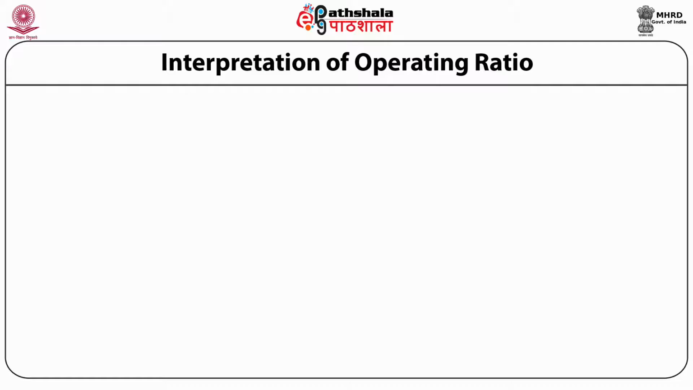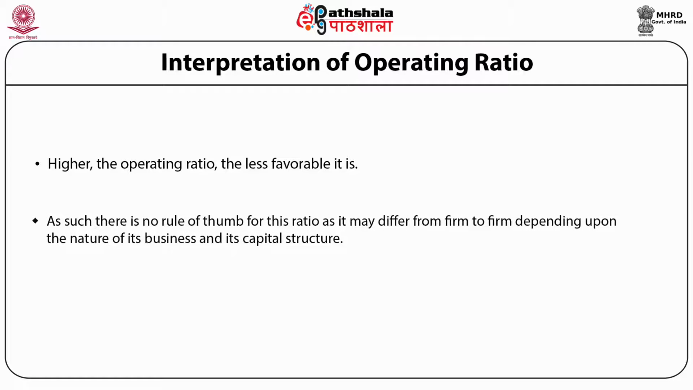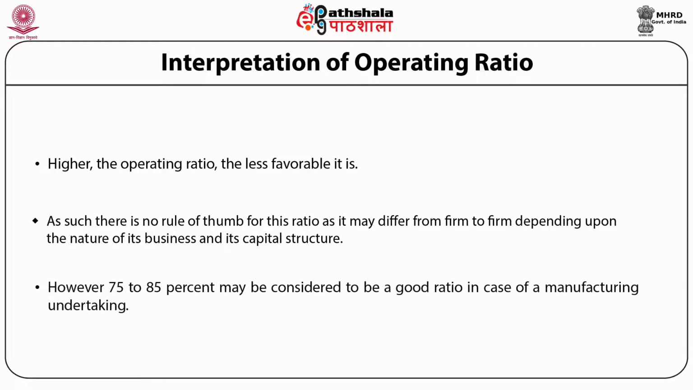Interpretation of operating ratio. Higher the operating ratio, the less favorable it is. As such, there is no rule of thumb for this ratio, as it may differ from firm to firm depending upon the nature of its business and its capital structure. However, 75 to 85% may be considered to be a good ratio in case of manufacturing undertakings.